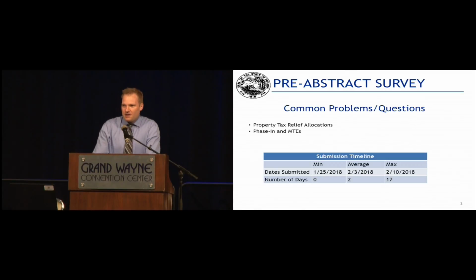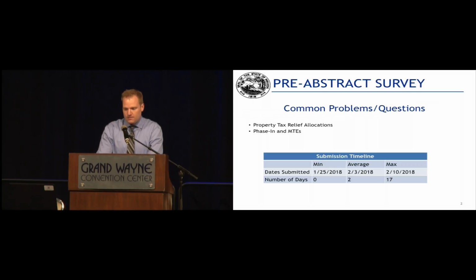So I thought I'd take a few minutes to go through the process, hit the stats on when things were turned in, and go over some common problems, questions, and so forth. In my mind, there were three main steps in the abstract. Your beginning step was when we asked you to do your pre-abstract survey. The second step, for 62 of the counties, or 61 of the counties, was a property tax relief workbook. Then you actually had to do your actual abstract.